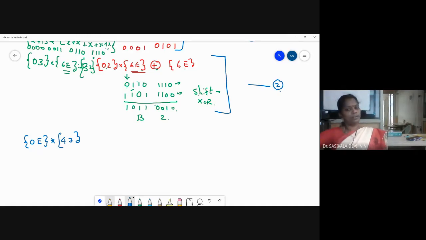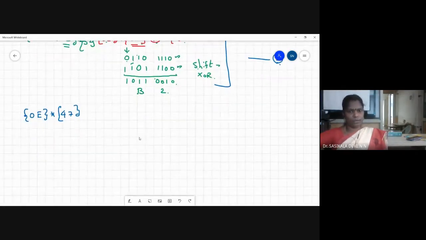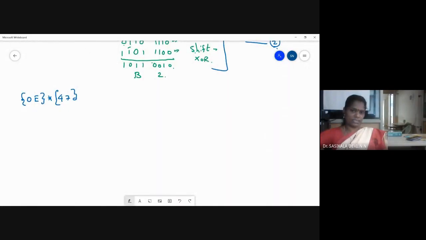How can I do this? Any guess? Any idea here? First of all, I'm going to represent this in terms of binary. So this is 0 0 0 0 and 1 1 1 0, and 47 is 0 1 0 0 0 1 1 1. Now the 47 polynomial is to be multiplied with 0e. How should I do this?